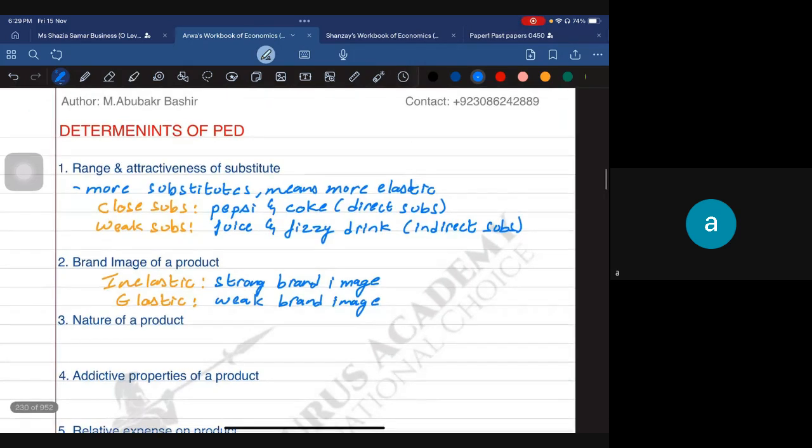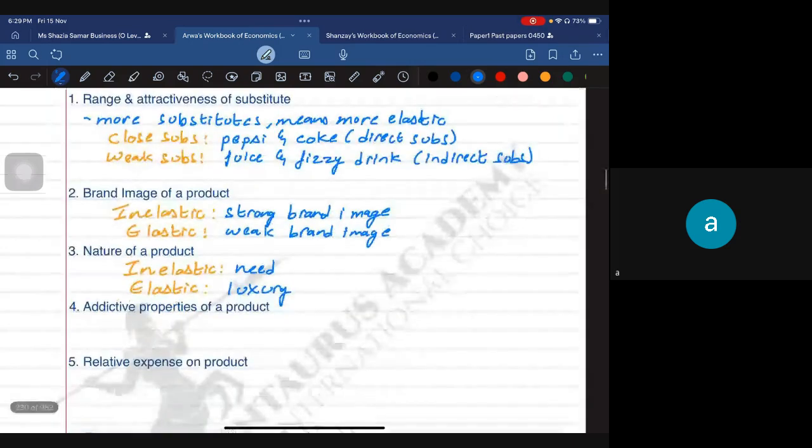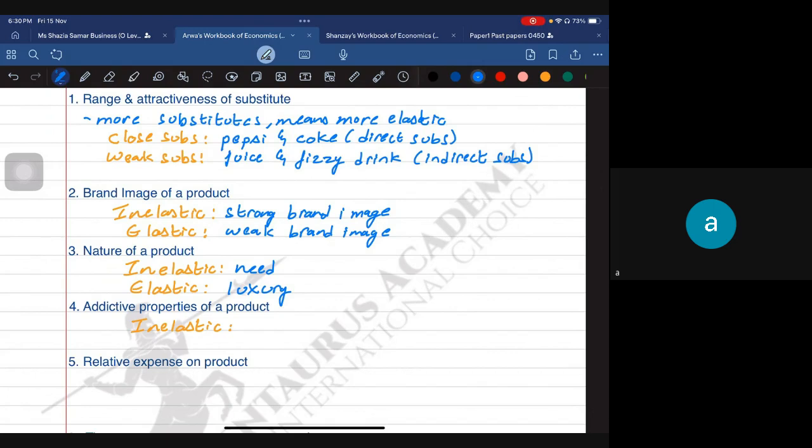Then the next part is the nature of the product as well. I would say that if it's, for example, a necessity or a need, then it would have inelastic demand, and if it's a want or some luxury, then it could be an elastic demand product. Addictive product properties will always make the product more inelastic, usually.